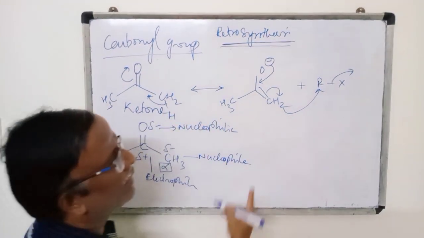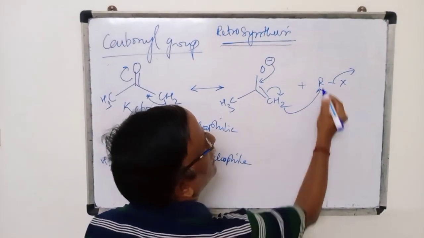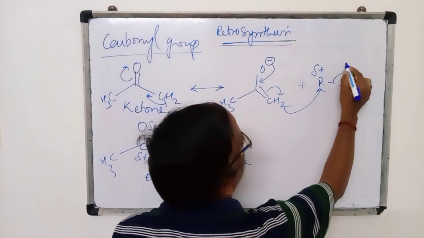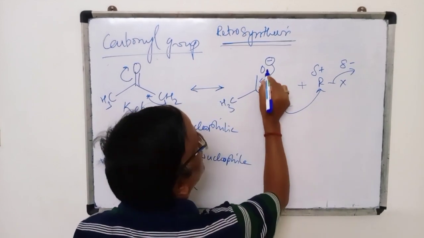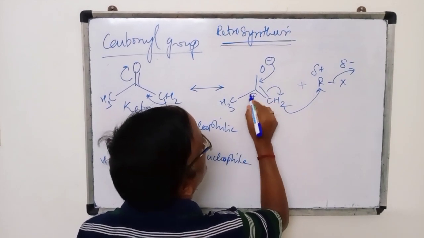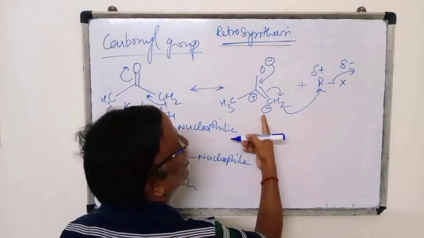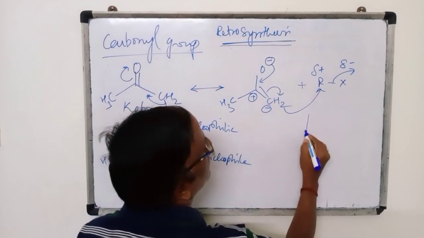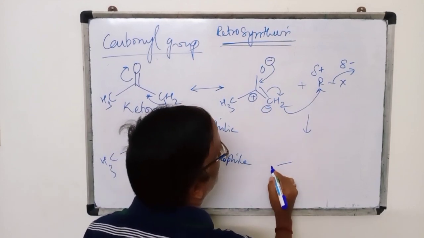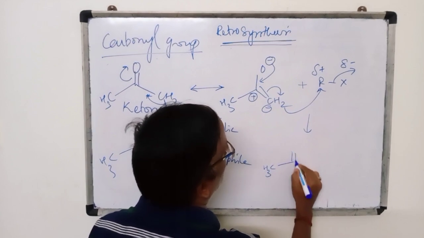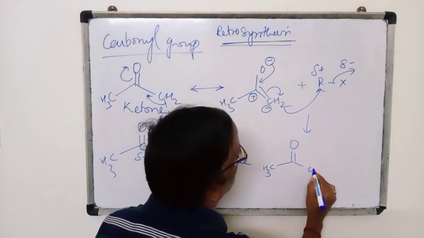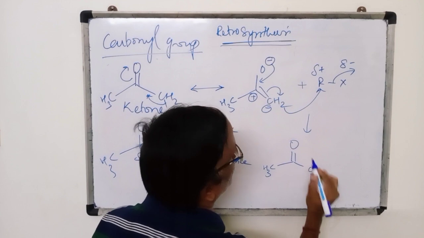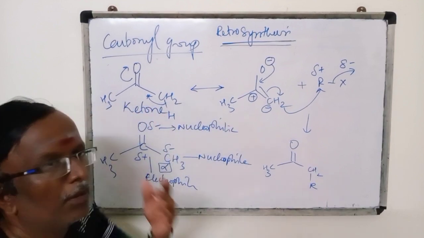electrophile. So what is the polarity of this alkyl halide? This is going to have a delta plus and this is going to have a delta minus. So obviously this is going to be negative and this is a positive and negative. So nucleophilic attack takes place. What kind of product will I be getting? I will be getting a keto group here, and then I have CH2 and then R group.